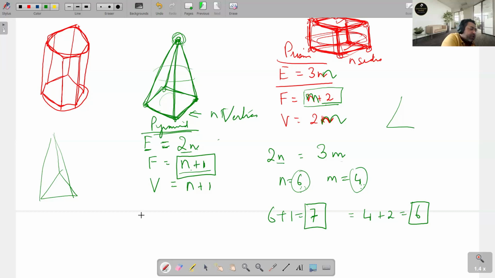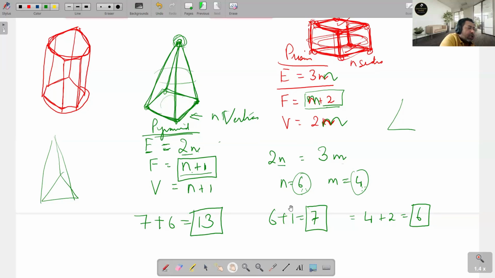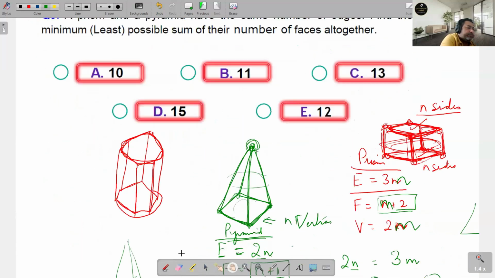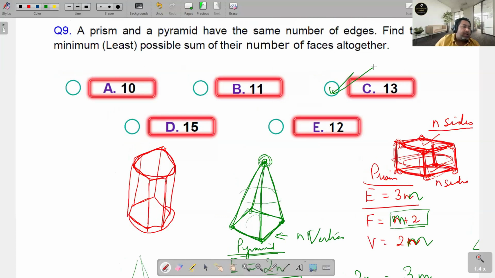Therefore, the least number of faces they will have put together will be 7 plus 6, which is 13. And that's your answer. I hope you understood the logic behind this. All right, let's move on to the next question.